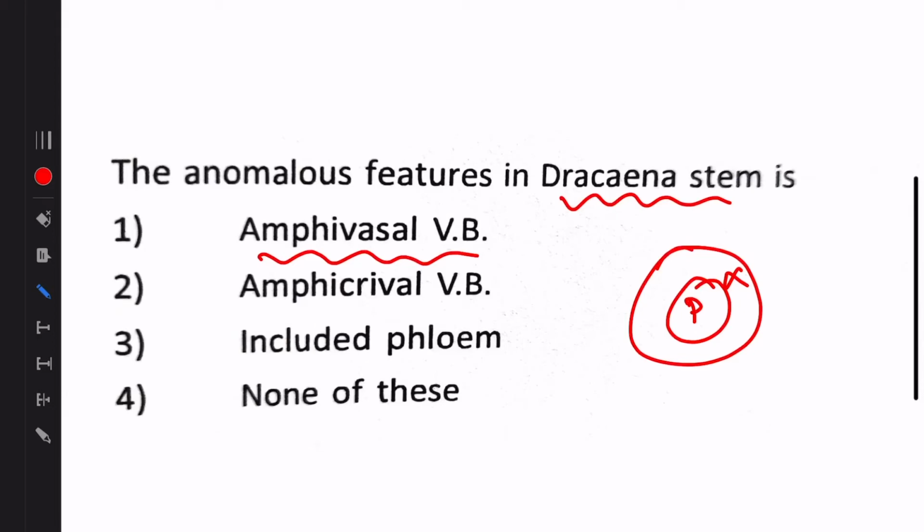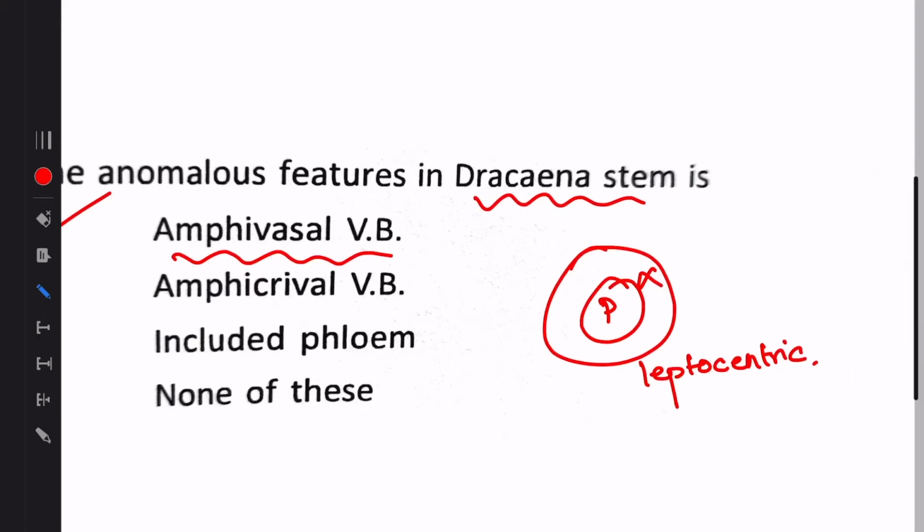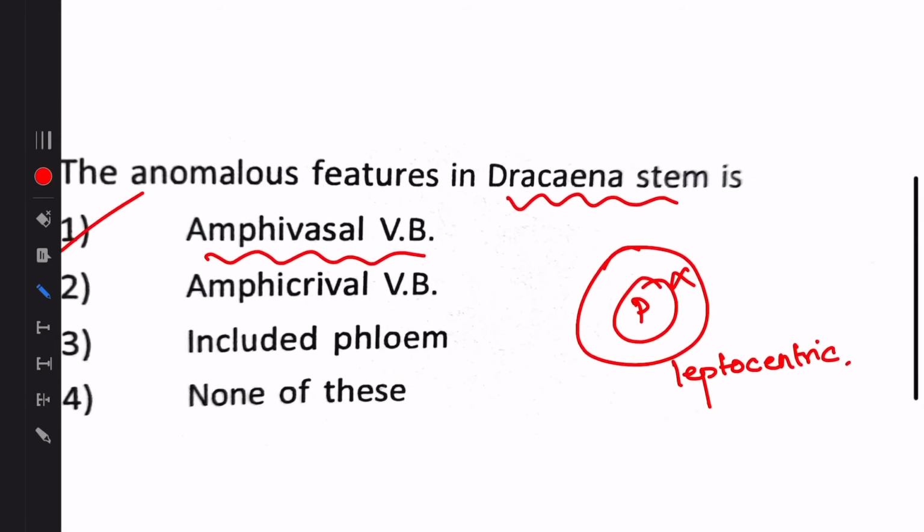Which is also called leptocentric. So our answer is 1. Not amphicribal, they have written. It's actually cribral. Next, included phloem, none of this, so it's wrong. So number 1 is the right answer. Next, okay, this is over, 2014 is over here.